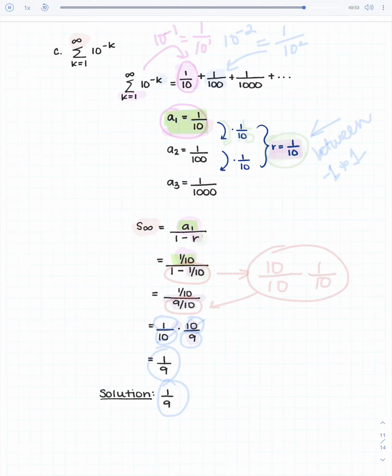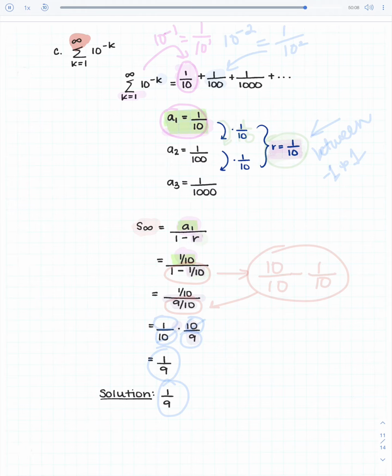Take a look at problem C. Problem C is an infinite sum. You can see the ... But even if they hadn't shown you that, if they told you that the sum goes up to infinity, that's how you know it's an infinite sum.